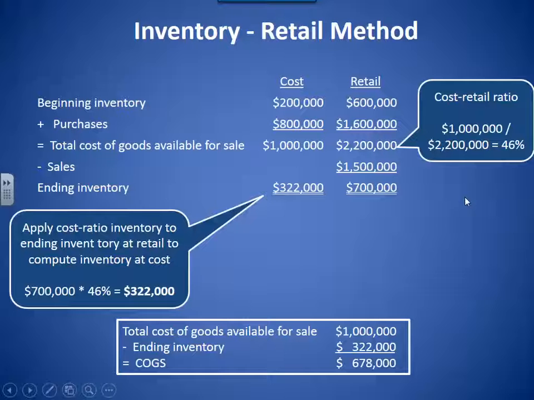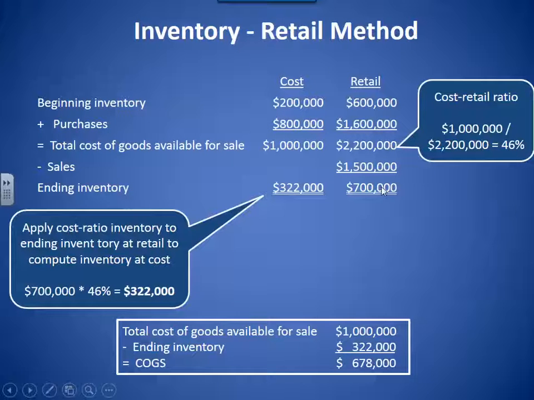Now, we know in a retail establishment the important thing we add up is sales. So at the end of the accounting period, we add up all of our sales, and they amount to $1,500,000. Now it's a simple matter of taking the $2,200,000 worth of retail inventory and subtracting out our sales of $1,500,000, and then the ending inventory at retail would be $700,000.